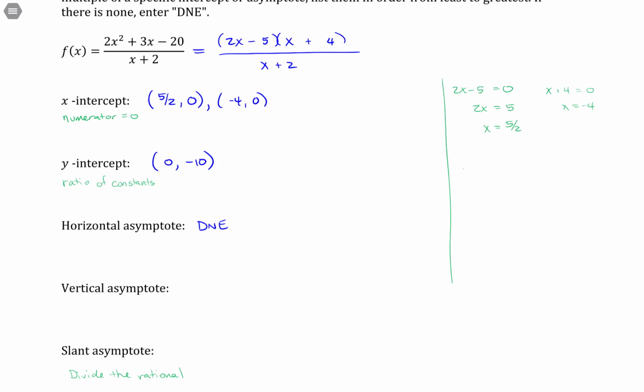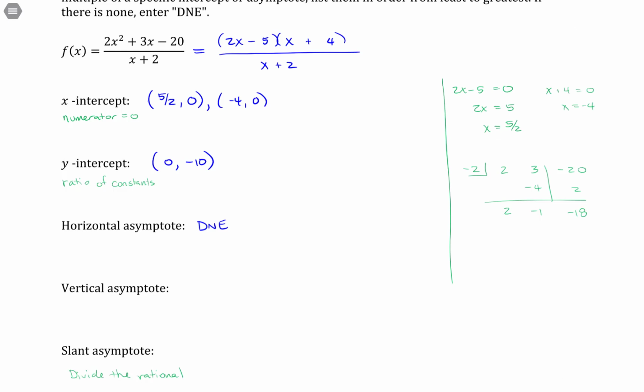So synthetic division, what I do is I take the 0 in the denominator, so I change the factor into a 0, divide it into the coefficients, so 2, 3, and negative 20. The coefficients of the numerator, that is. So bring the 2 down, that's 2, 2 times negative 2 is negative 4, those add up to negative 1, that's 2, and this is negative 18.